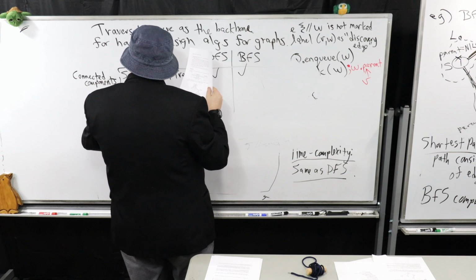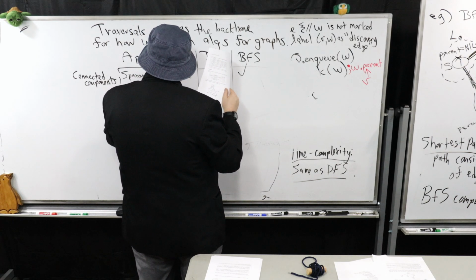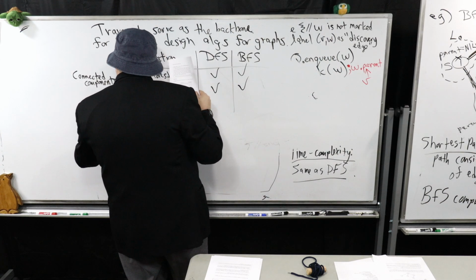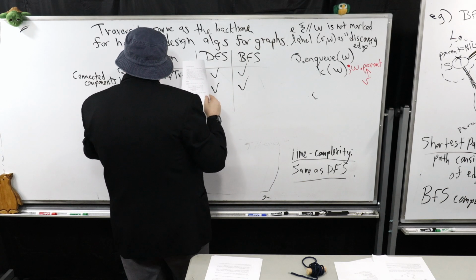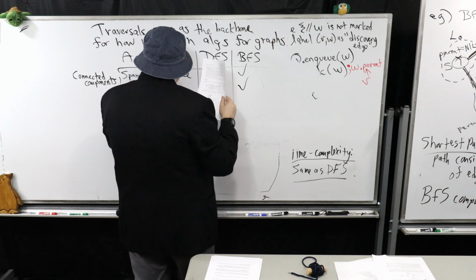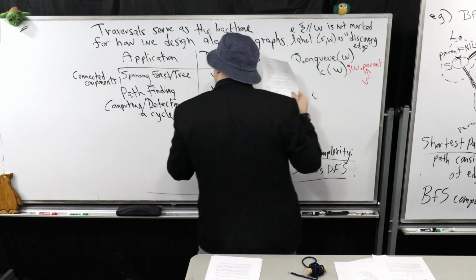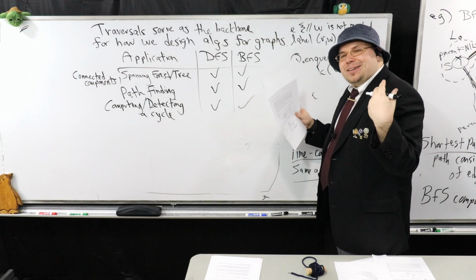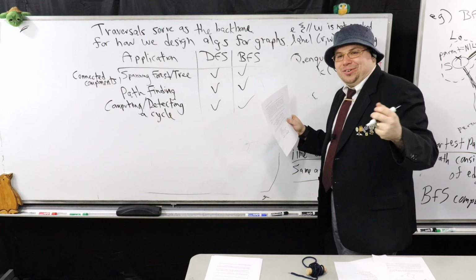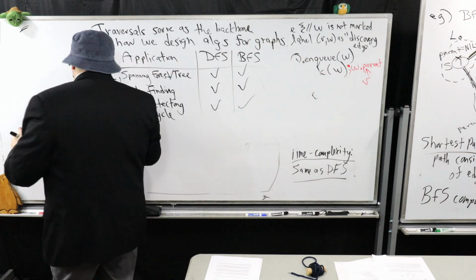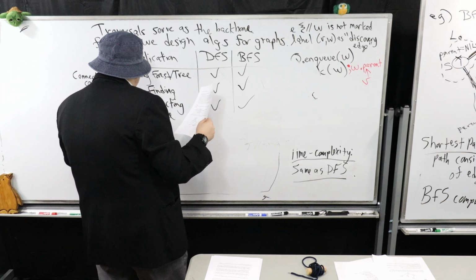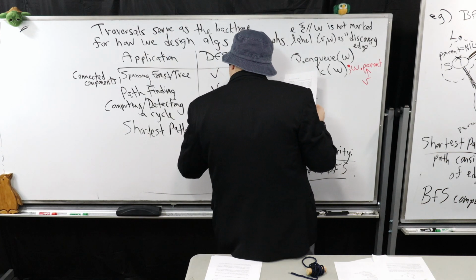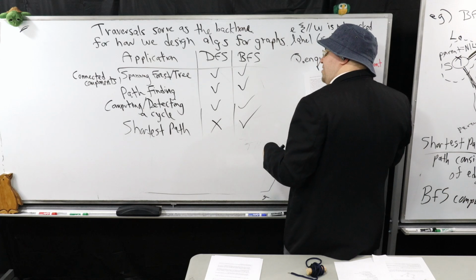Pathfinding, you could do for both of these. Computing or detecting a cycle, you could use both of these. Remember, because of the way I talked about cycles, cross edges, you could also use those to identify cycles, just like a back edge. And lastly, shortest paths. No, you can't use DFS for this, but you could use BFS. You can compute a shortest path.